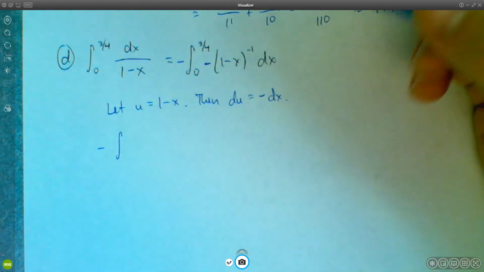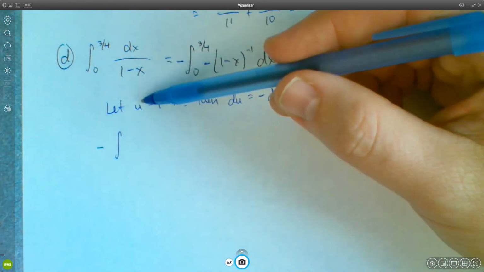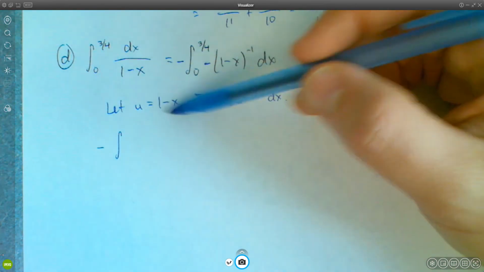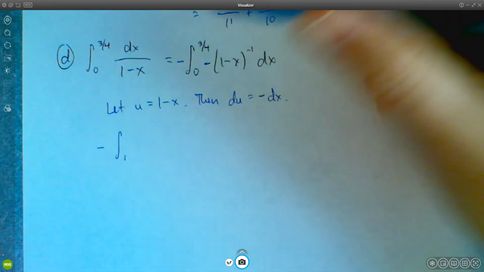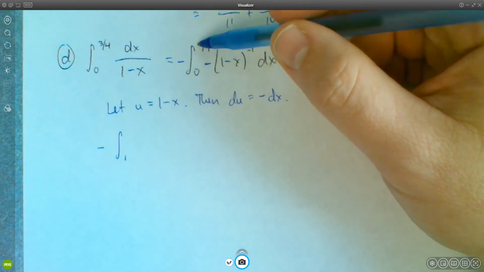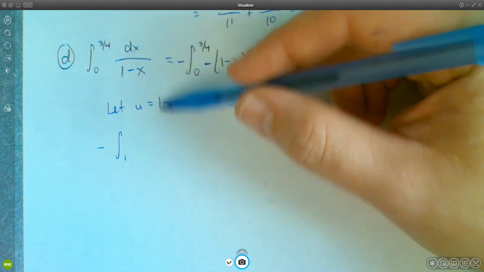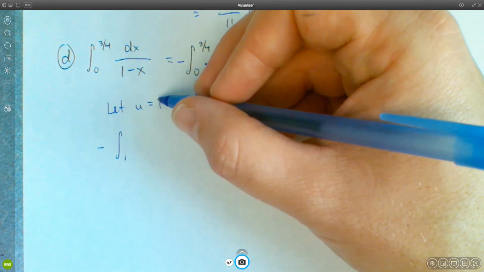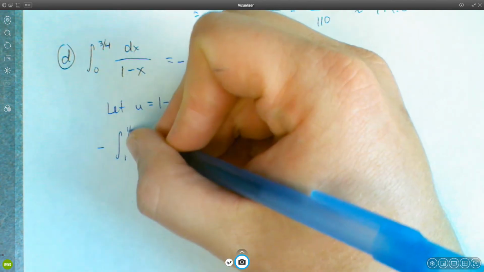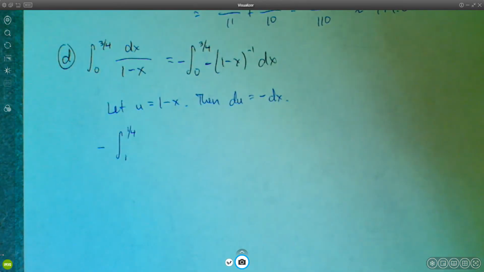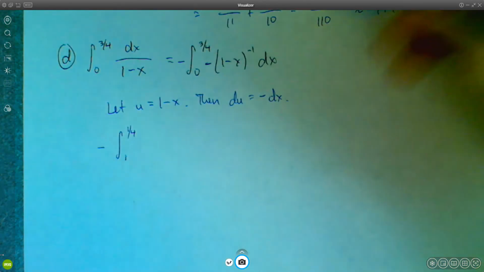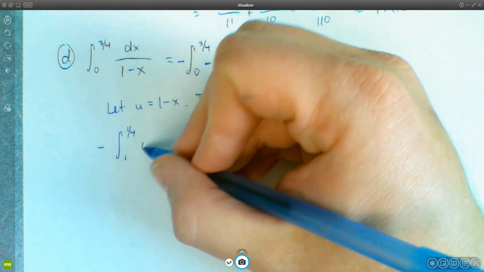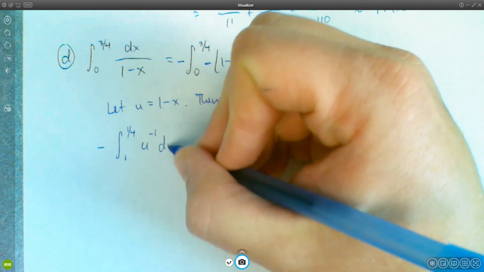Oh, and I should figure out what my new limits of integration are, right? So if u is 1 minus x, then when x is 0, u is 1. And when x is 3/4, u is 1 minus 3/4. 1 minus 3/4 is 1/4. Okay, negative dx is going to become du. This is going to become u to the negative 1 du.